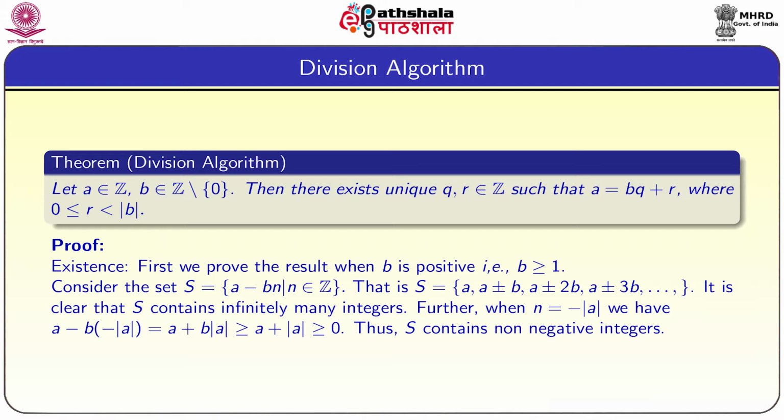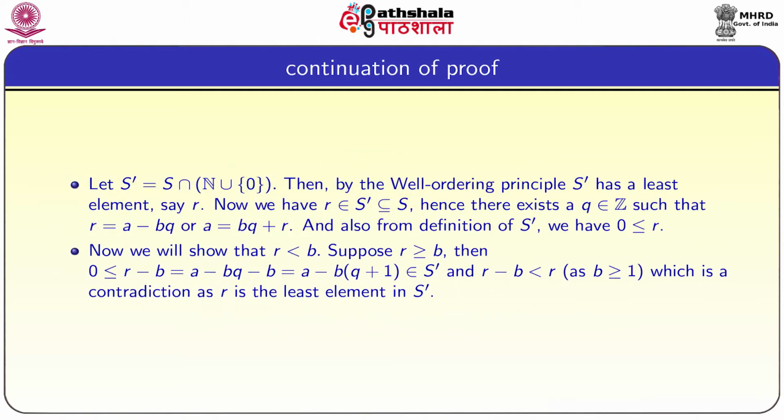Further, when n equals minus modulus of a, we have a minus b into minus modulus of a, that is equal to a plus b into modulus of a, that is greater than or equal to a plus mod a, that is greater than or equal to 0. That means S contains non-negative integers. So, we will consider S dash equal to S intersection N union {0}.